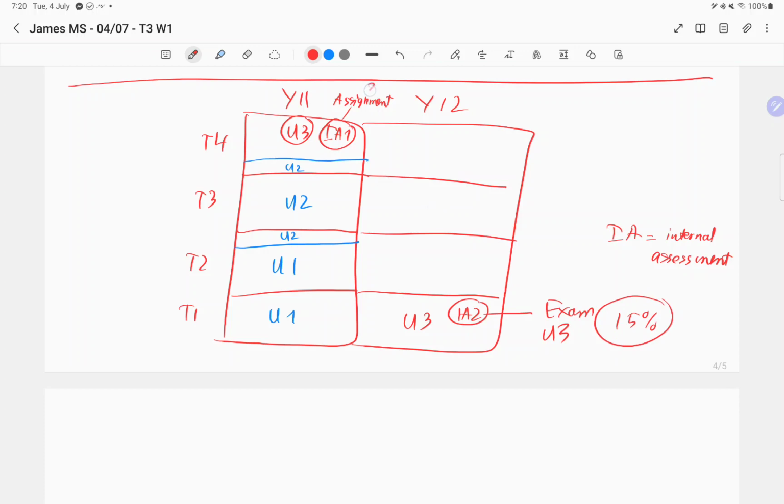Okay, the assignment is 20% of your entire grade. And then after that, you will start learning Unit 4, and you will finish Unit 4 in Term 3. Actually, before you end Term 3, you will already finish Unit 4, and then you will do internal assessment 3. This is the exam for Unit 4, which is also 15%. Okay, and then you spend some time revising stuff, and this is the external exam.